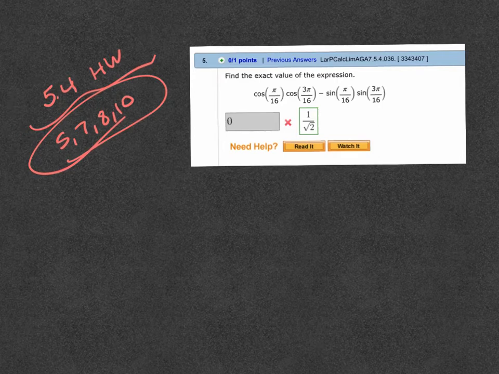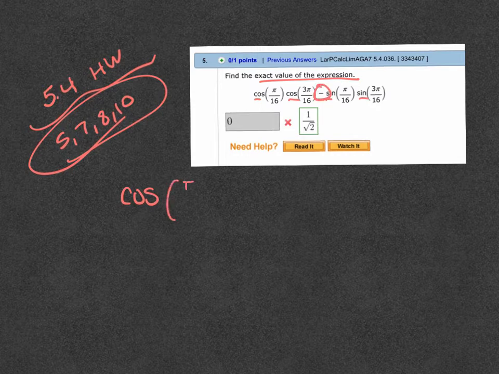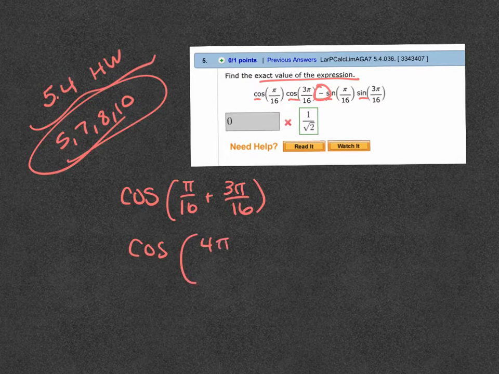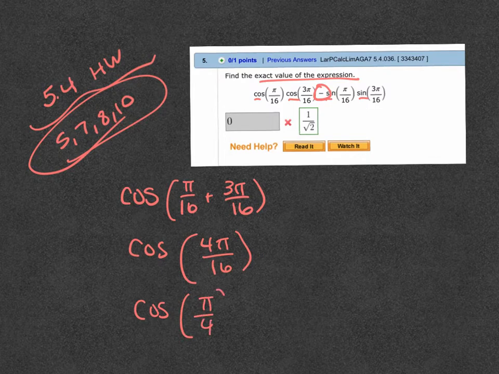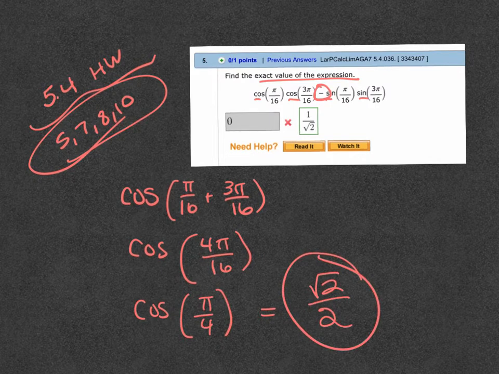Okay, this is number 5 from the homework. It says find the exact value of the expression. This is expanded. We're going to condense it. The pattern is cosine, cosine, sine, sine, and we change the positive and negative. So this would be pi over 16 plus 3 pi over 16, and I get cosine of 4 pi over 16, which is pi over 4. And the cosine of pi over 4 is root 2 over 2.